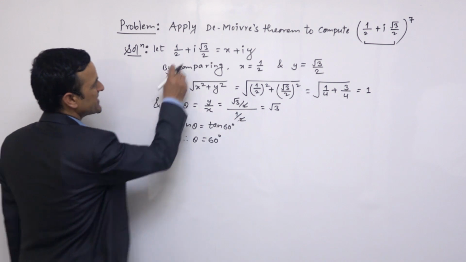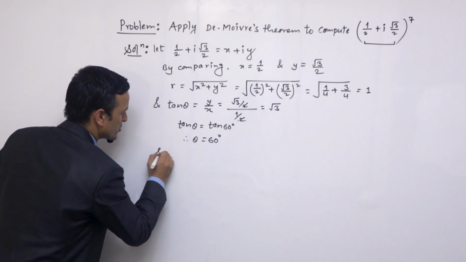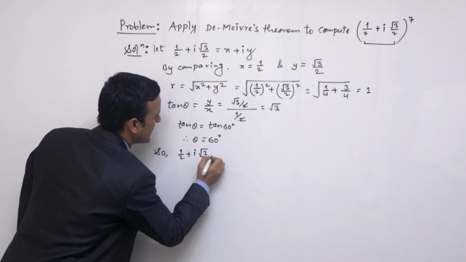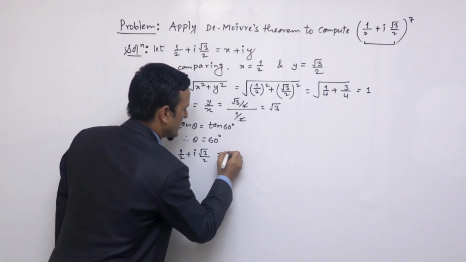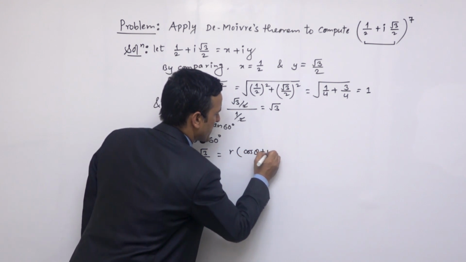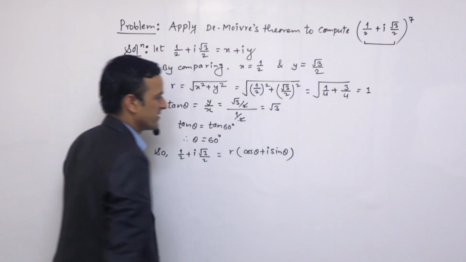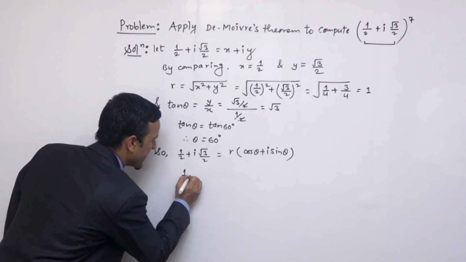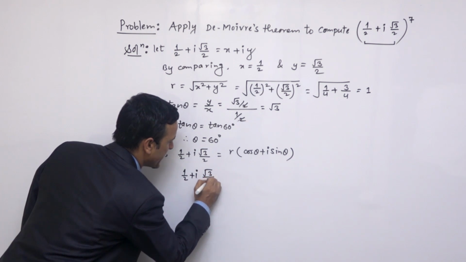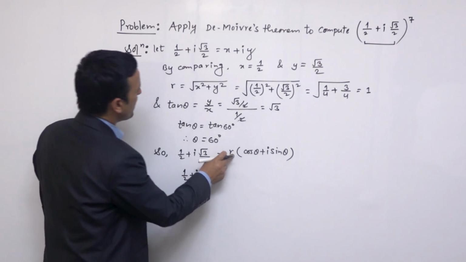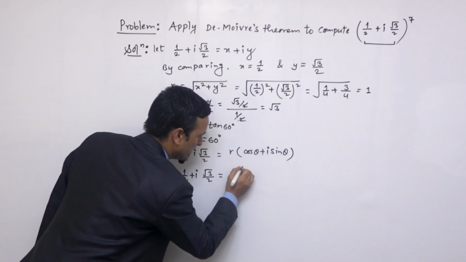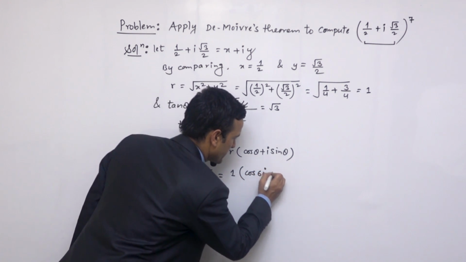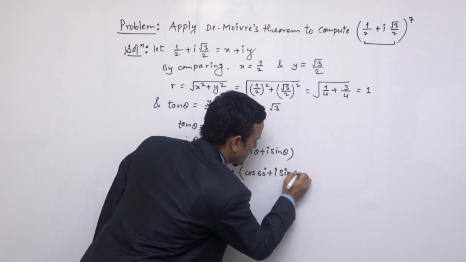So in this way we can change this expression into polar form. So 1 upon 2 plus i root 3 divided by 2 is equal to r times cos theta plus i sin theta. Let's substitute the value of r and theta over here. So 1 by 2 plus i root 3 divided by 2, the value of r is 1 and the value of theta is 60 degree: cos 60 plus i sin 60 degree.